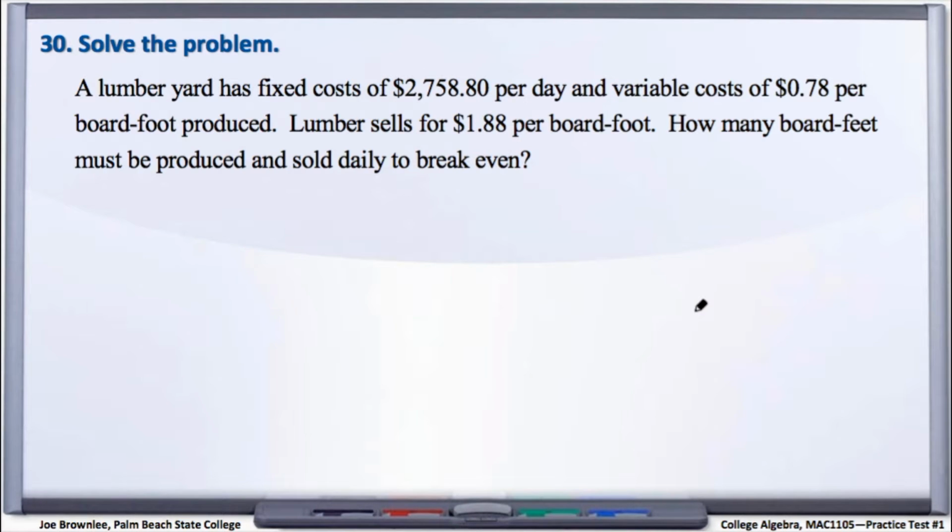All right, number 30. Solve the problem. We're told that a lumber yard has fixed costs of $2,758.80 per day and variable costs of 78 cents per board foot produced. Lumber sells for $1.88 per board foot. How many board feet must be produced and sold daily to break even?